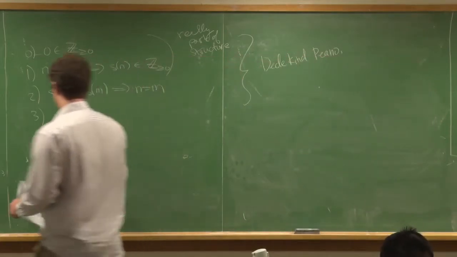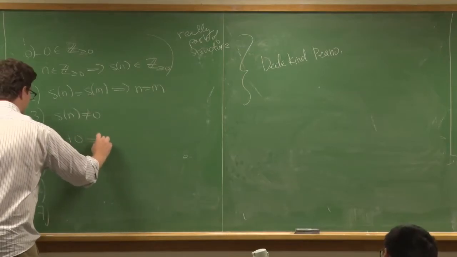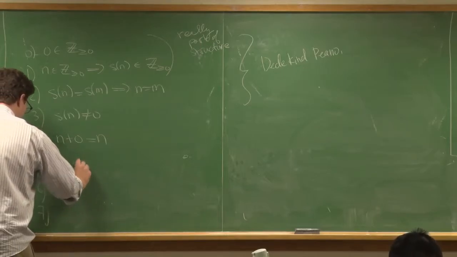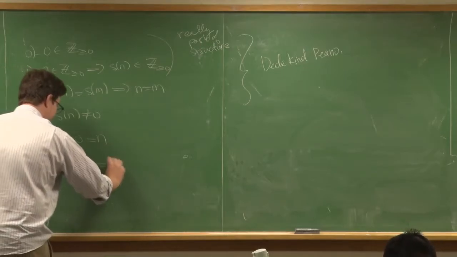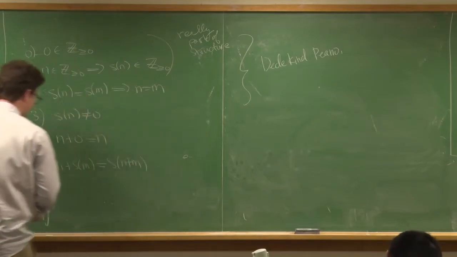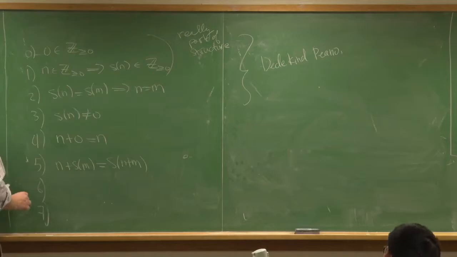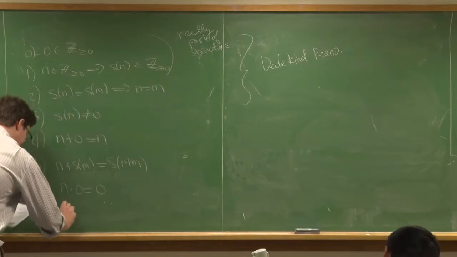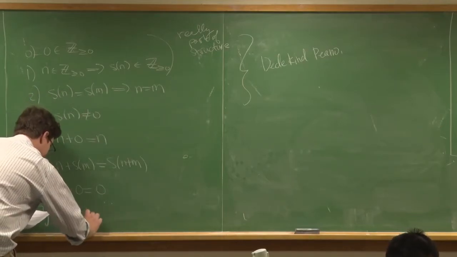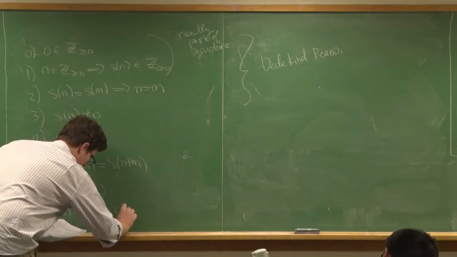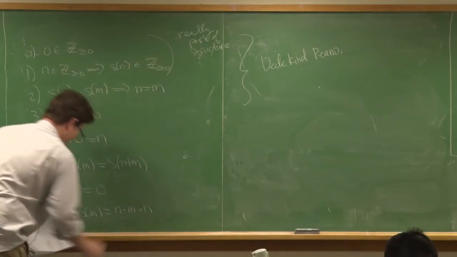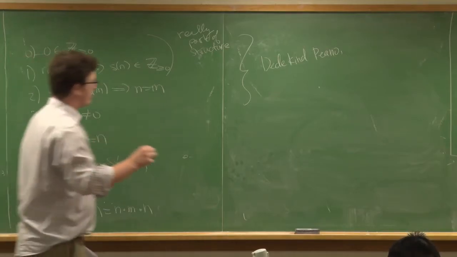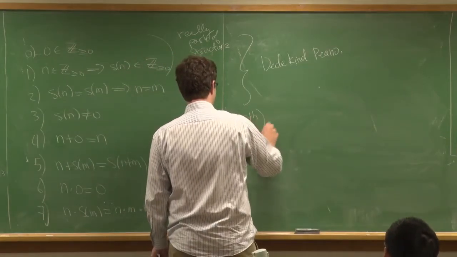And they're pretty innocuous. n plus 0 is n for all n. The other one says that if you add n and the successor of m, that's the successor of n plus m. So it tells you how successor behaves with respect to addition. And n times 0 is equal to 0, and n times the successor of m is equal to n times m plus n. That's like the distributive rule. Okay? So these are the axioms here. And then plus the 8th axiom, which is an axiom of induction.